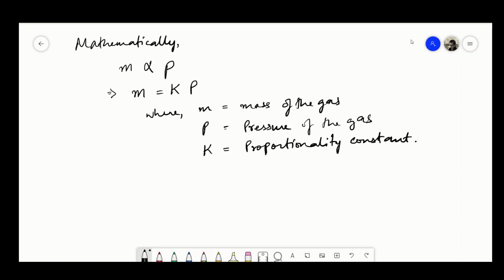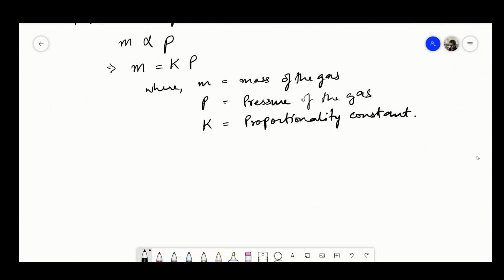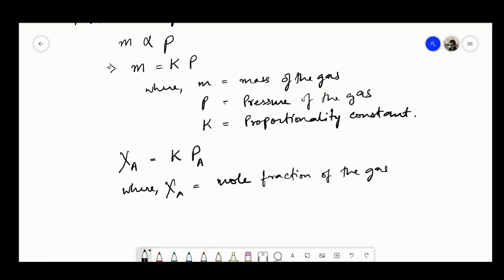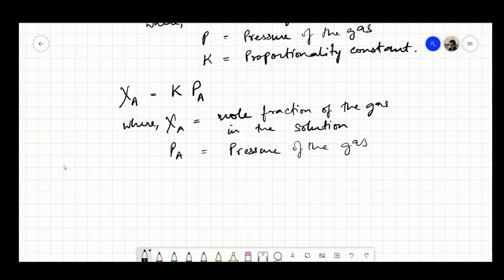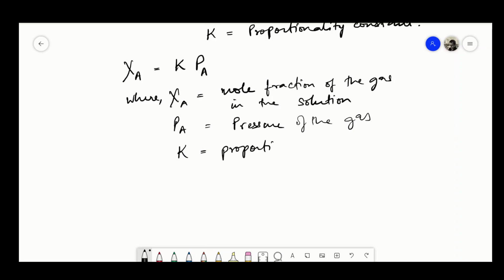Now, if we express the solubility in terms of mole fraction of the gas in the solution, for any gas A, Henry's law can be written as Chi A is equal to K into Pa, where Chi A is the mole fraction of the gas in the solution, Pa is the partial pressure of the gas above the solution, and K is the proportionality constant whose value depends upon the nature of the gas, the solvent and temperature.